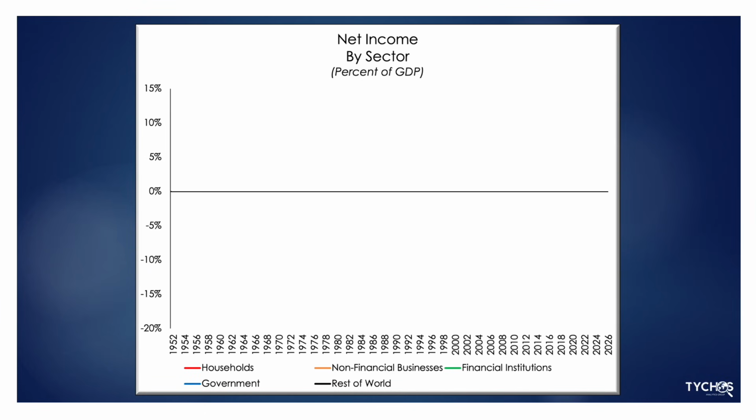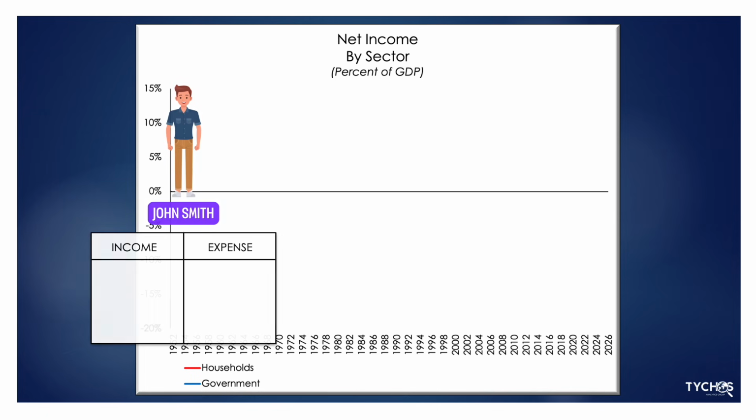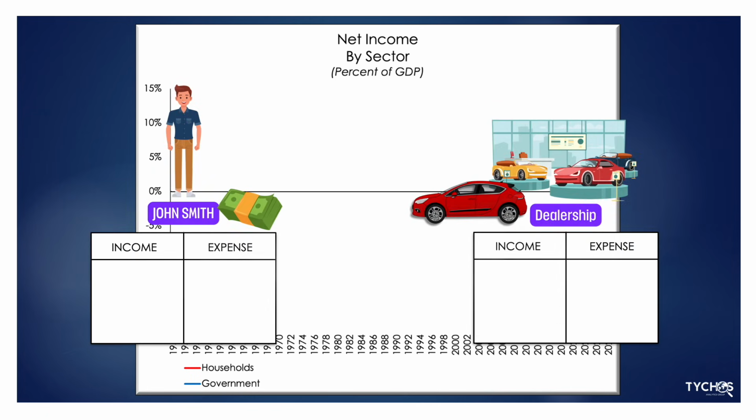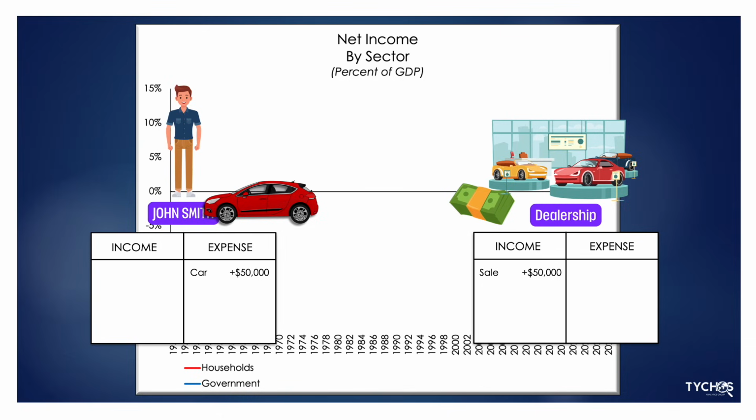In this particular chart, we show you only 2 of the 5 macro sectors, the household sector and the government sector. When you look at any transaction in the economy, what shows up as an expense for one party is income for someone else. If you buy a $50,000 car from a dealer, that $50,000 is your spending, and at that same moment, it is $50,000 of income to the dealer. Every transaction looks like that. One side's expense is the other side's income.